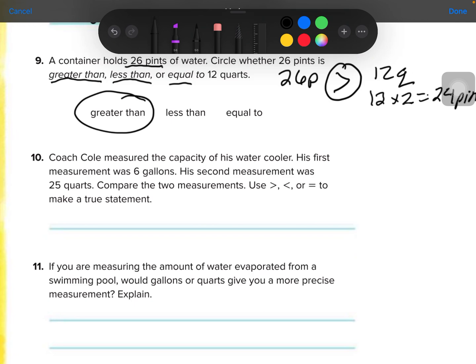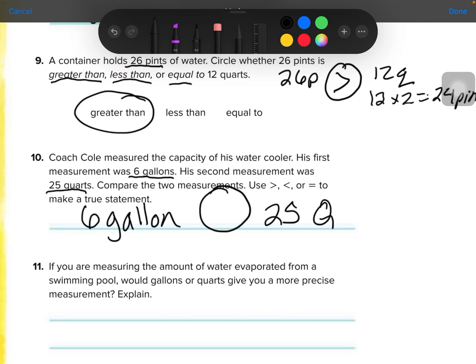Coach Cowell measured the capacity of his water cooler. His first measurement was 6 gallons. His second measurement was 25 quarts. I want you to understand, quarts are smaller than gallons, so they're more precise. Compare the 2 measurements. Use greater than, less than, or equal to make it a true statement. So we're going to do 6 gallons and 25 quarts. We need to measure them.